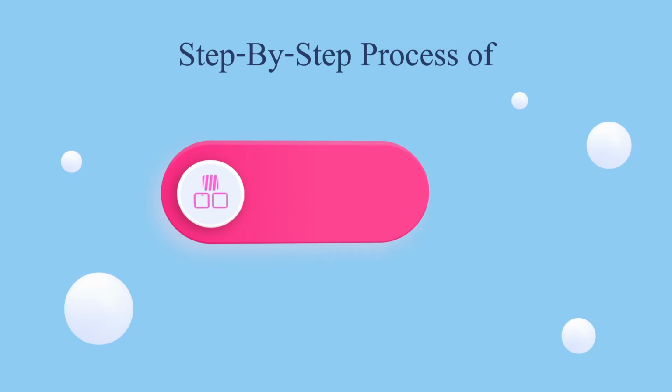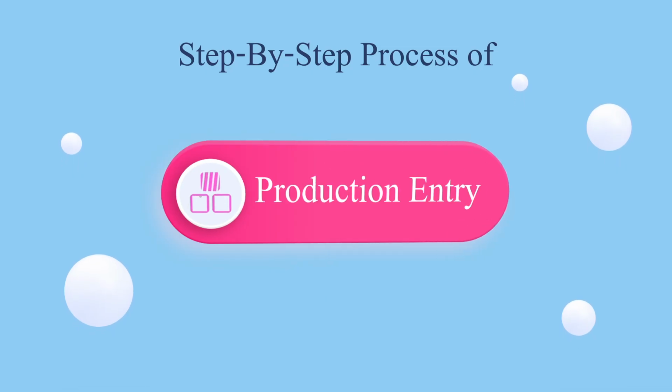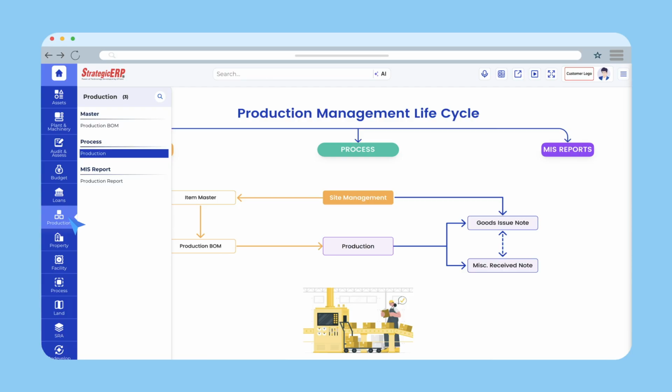Let us understand the step-by-step process of creating a production entry in Strategic ERP. To create a production entry, the production BOM entry or master must be updated to proceed further. Navigate to the production form under the Production Management module.